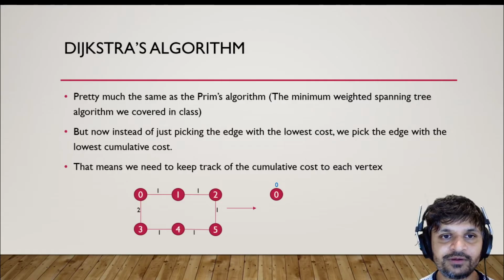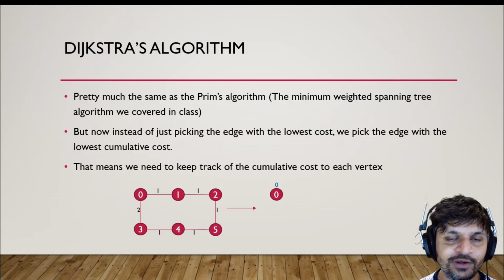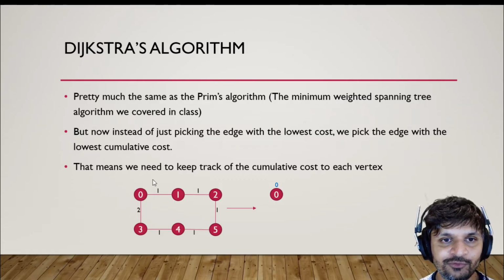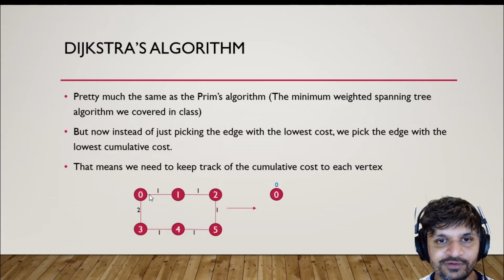Okay, so let's look at how that would play out in this example. The first thing is what we're going to do is keep the cumulative cost of getting to a vertex to make it easier for us to do our calculations. So we're going to say if the root of our shortest path tree is 0, then the cost of getting to 0 is 0, right? Then we pick the cheapest edge available to us in terms of cumulative cost. So this edge will cost us 1 and this edge will cost us 2.